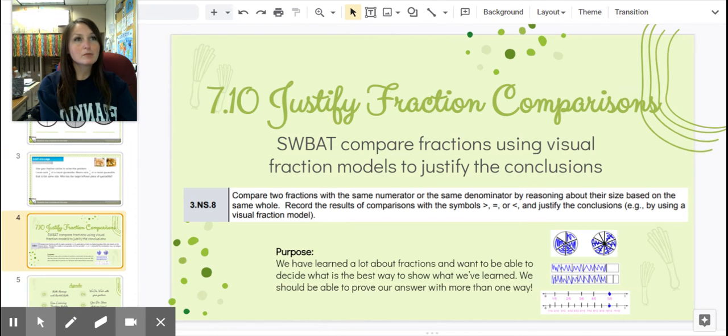Today we're going to be comparing fractions just like we did in the math message, using visual fraction models to justify the conclusions. Remember, we've learned a lot about fractions and want to be able to decide what is the best way to show what we've learned. We should be able to prove our answer with more than one way. We've learned about fraction circles, fraction strips, and the number line. This is part of our number sense standard where we can compare two fractions with the same numerator or the same denominator by reasoning about their size based on the same whole. So that's what we are looking at here.